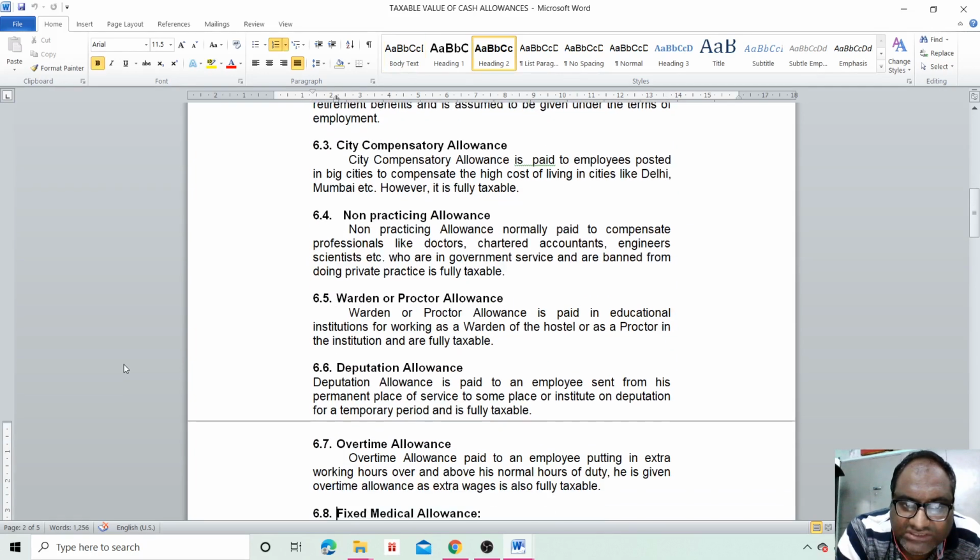The next allowance is city compensatory allowance. City compensatory allowance is paid to employees posted in big cities to compensate for high cost of living, like say Delhi, Mumbai, etc. It is fully taxable. Non-practicing allowance: normally paid to compensate professionals like doctors, chartered accountants, engineers, scientists, etc., who are in government service and are banned from doing private practice, and it is fully taxable.